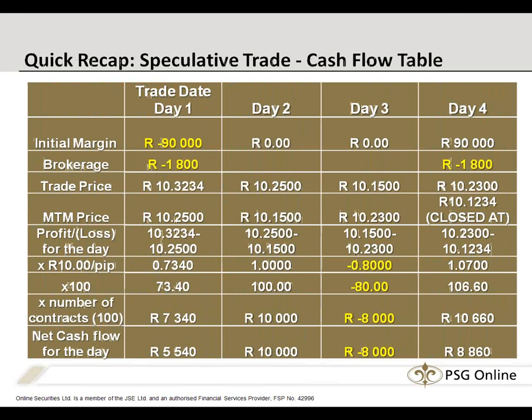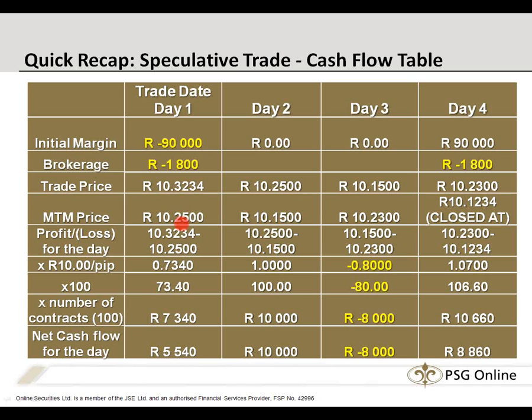Okay, so here's our example. As I mentioned just now, we start on day one. Let me go back to my little spotlight here. There's our initial margin: 90,000 Rand for his 100 contracts at 900 Rand per contract. There's his brokerage, and that's the price he traded at, 10.3234. Mark to market: in the last 10 minutes of trade, between 4:55 and 5 o'clock, the JSE will take an average of the price of what's happening with the rand, and that's where we talk about mark to market.